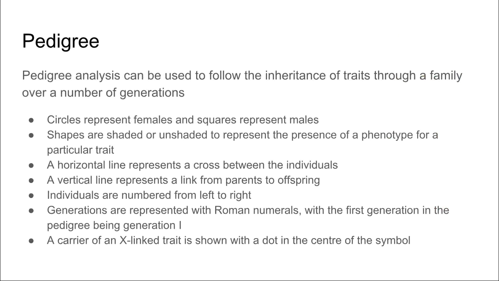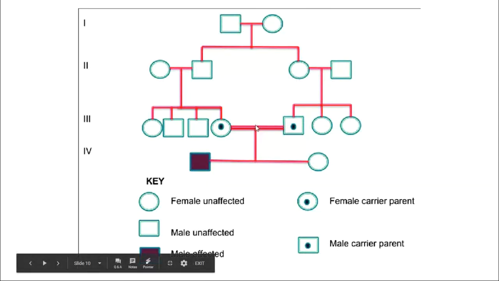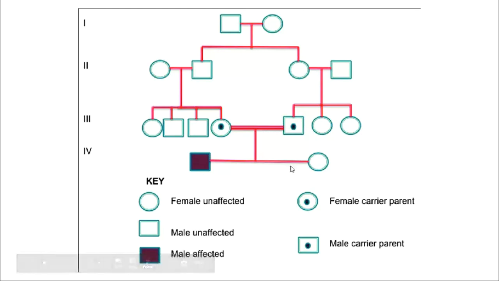So a pedigree is where we can follow the inheritance of traits through a family, and some of the ways in which we organize that pedigree chart is listed below in the dot points. So we have circles representing females and squares representing males. Whether they're shaded or unshaded dictates whether they do in fact have the phenotype for a particular trait. A horizontal line represents a cross between the individuals, and a vertical line represents a link from parents to offspring. Individuals are always numbered from left to right. Generations are represented with Roman numerals, and a carrier of an X-linked trait is shown with a dot in the center. We can see all of those here. So we have parents, two children, these are carriers, and then we have an affected male here.